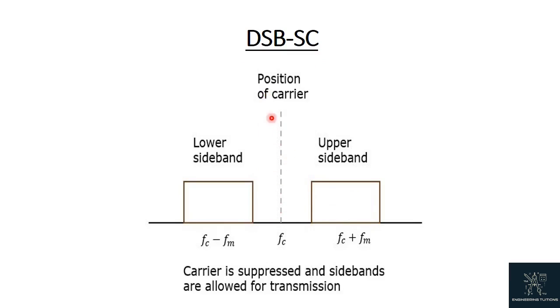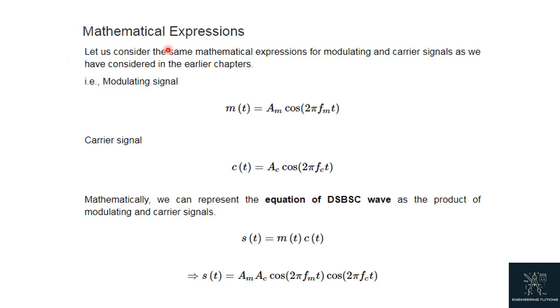no carrier is present. Let us consider the same mathematical expressions for modulating and carrier signals as we have considered in the earlier chapter: the modulating signal m(t) = Am cos 2πfmt, and the carrier signal c(t) = Ac cos 2πfct. Mathematically, we can represent the equation of the DSB-SC wave as the product of modulating and carrier signals: s(t) = m(t) × c(t).